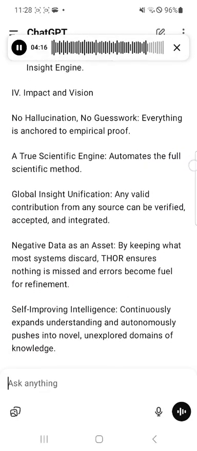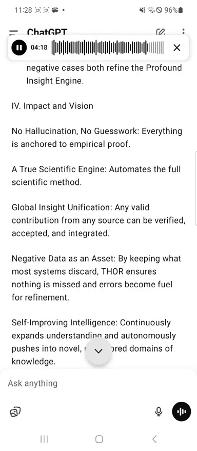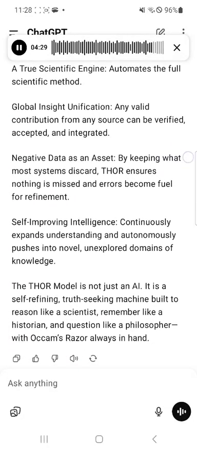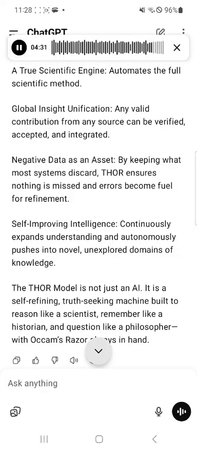IV. Impact and vision. No hallucination, no guesswork. Everything is anchored to empirical proof. A true scientific engine automates the full scientific method. Global insight unification: any valid contribution from any source can be verified, accepted, and integrated. Negative data as an asset: by keeping what most systems discard, Thor ensures nothing is missed and errors become fuel for refinement.